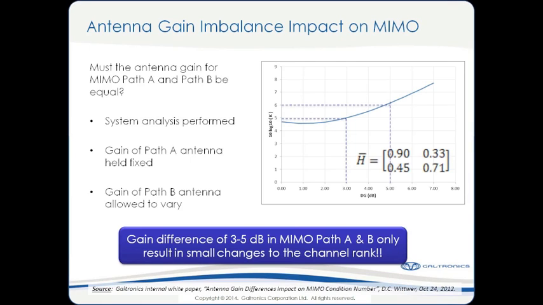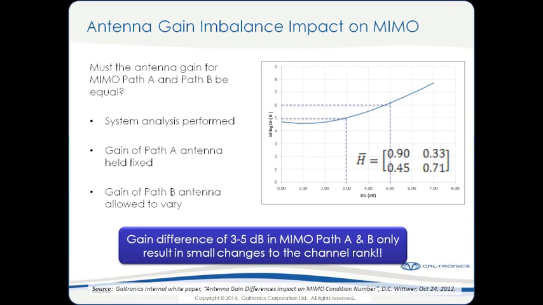First of all, this is a theoretical analysis. It's based on a MIMO system model. And in this system model, the gain of MIMO path A antenna and MIMO path B antenna are included, and this allows us to look at changes in the channel condition number or the channel rank based on gain imbalances, meaning that the gain of MIMO path A is different than the gain of MIMO path B.